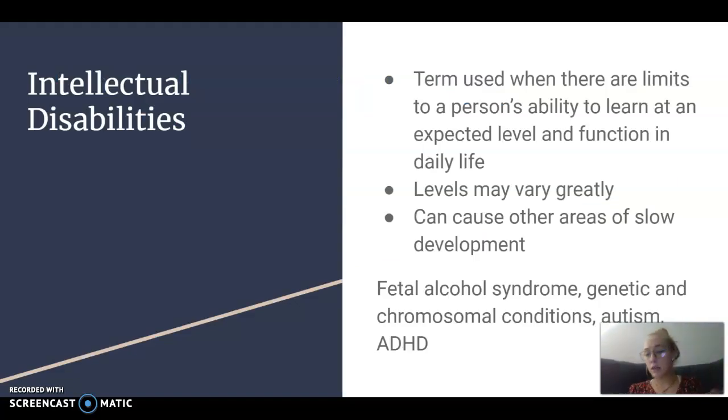Intellectual disability is a term used when there are limits to a person's ability to learn at an expected level and function in daily life. Levels vary greatly when diagnosing intellectual disabilities, because you can be very low functioning or very high functioning, anywhere from mild to severe. It can also cause other areas of slow development, such as speech, communication, hearing, and vision. Some examples you might have heard of are fetal alcohol syndrome, autism, ADHD, and some genetic and chromosomal conditions such as Down syndrome.